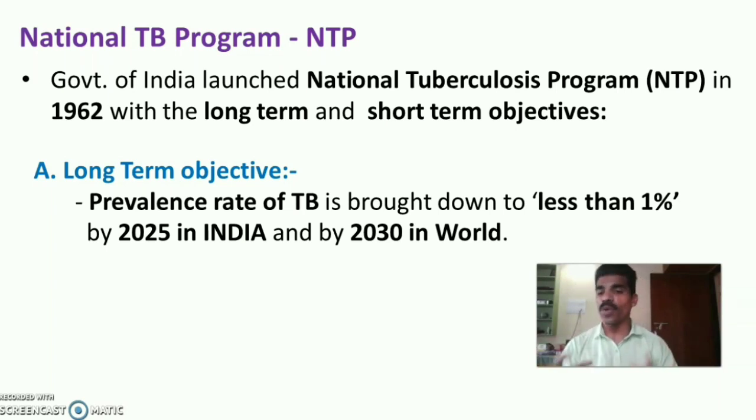The long-term objective was to reduce the prevalence rate of TB in India to less than 1% by 2025, and in the world to less than 1% by 2030. So the long-term objective of the National TB Program was that the prevalence rate of TB has to be brought down to less than 1% by 2025 in India and by 2030 in the world.